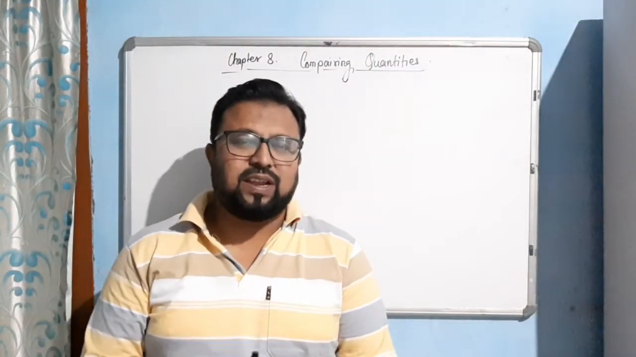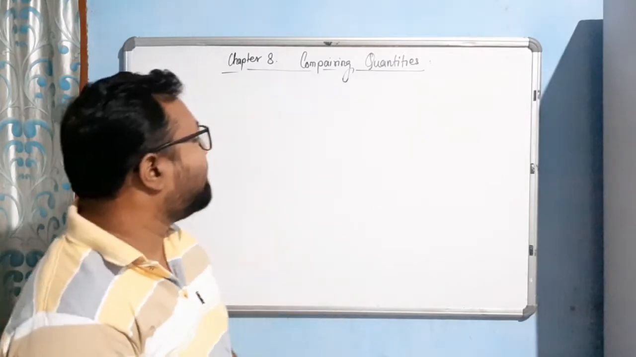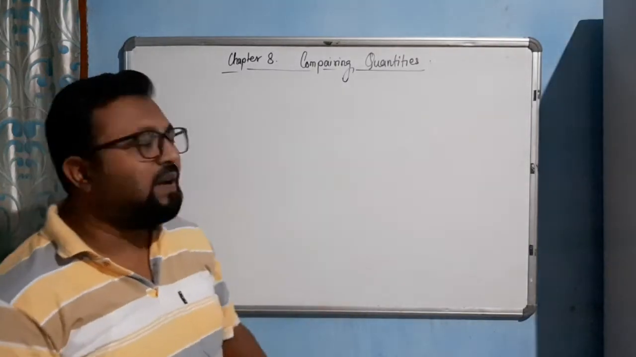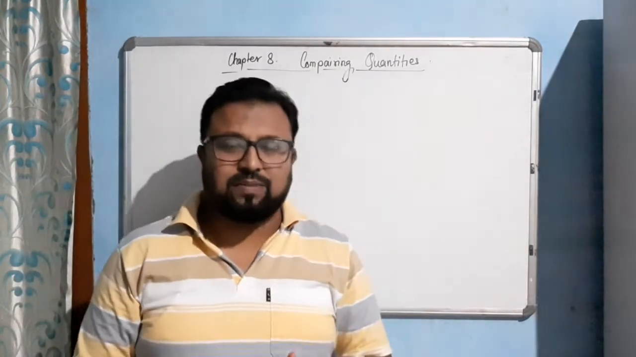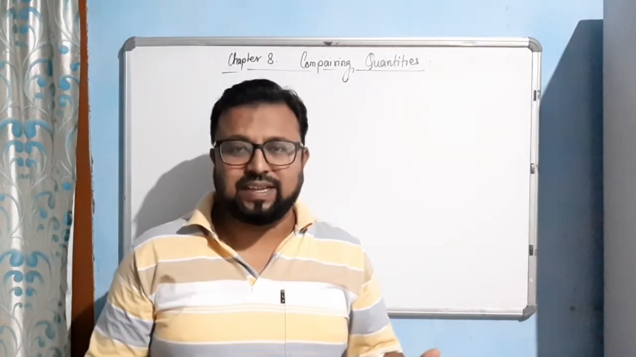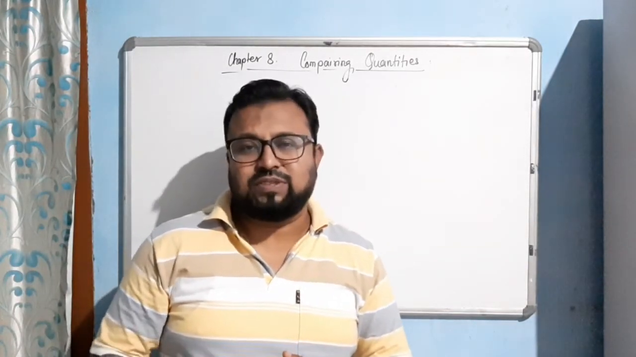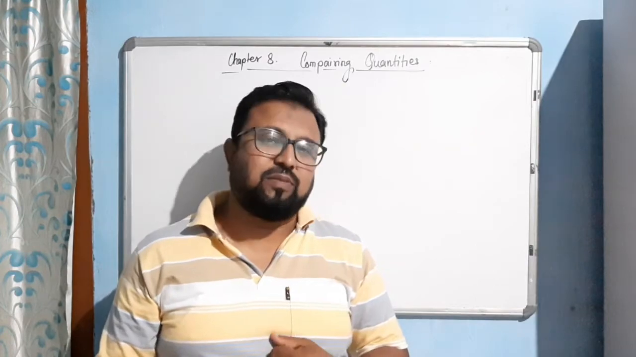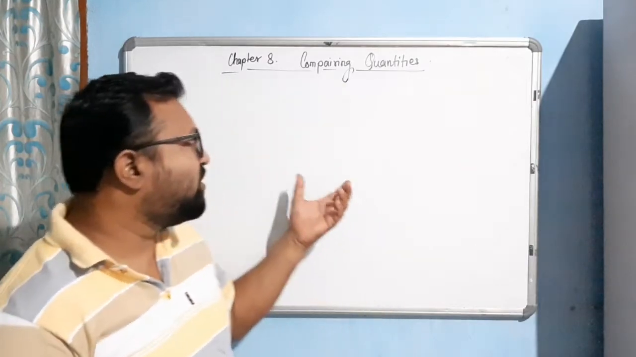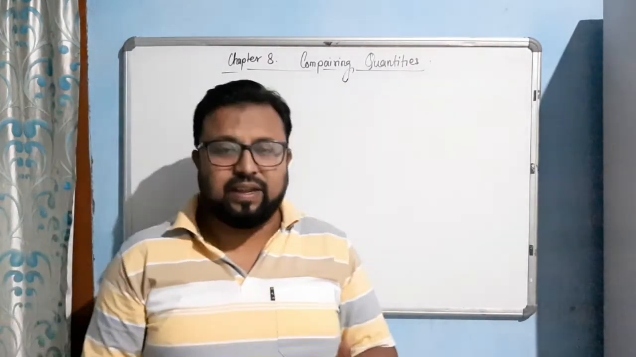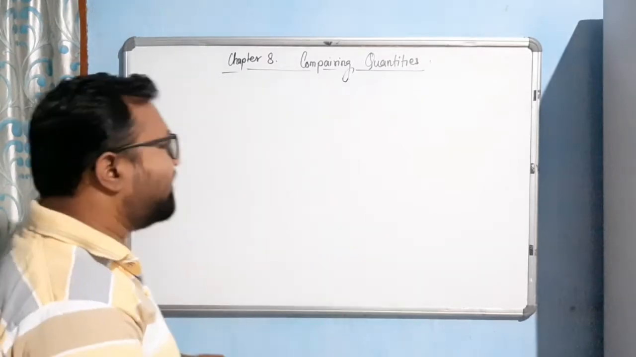Myself Firoz Sheikh, and here we are with a new chapter, chapter 8, comparing quantities. In this first part of this chapter, we will discuss ratio and percentage. We all know about ratio and percentage. Already we have gone through this topic in earlier classes. Now, you know what ratio is? Ratio is comparing quantities. Let's have some examples right now in this class.